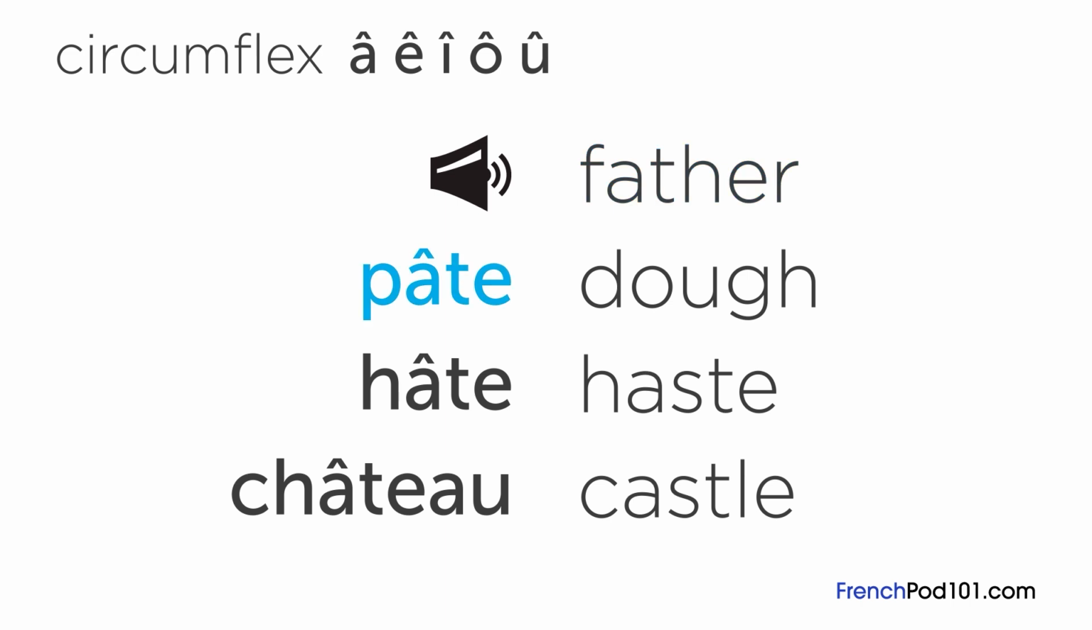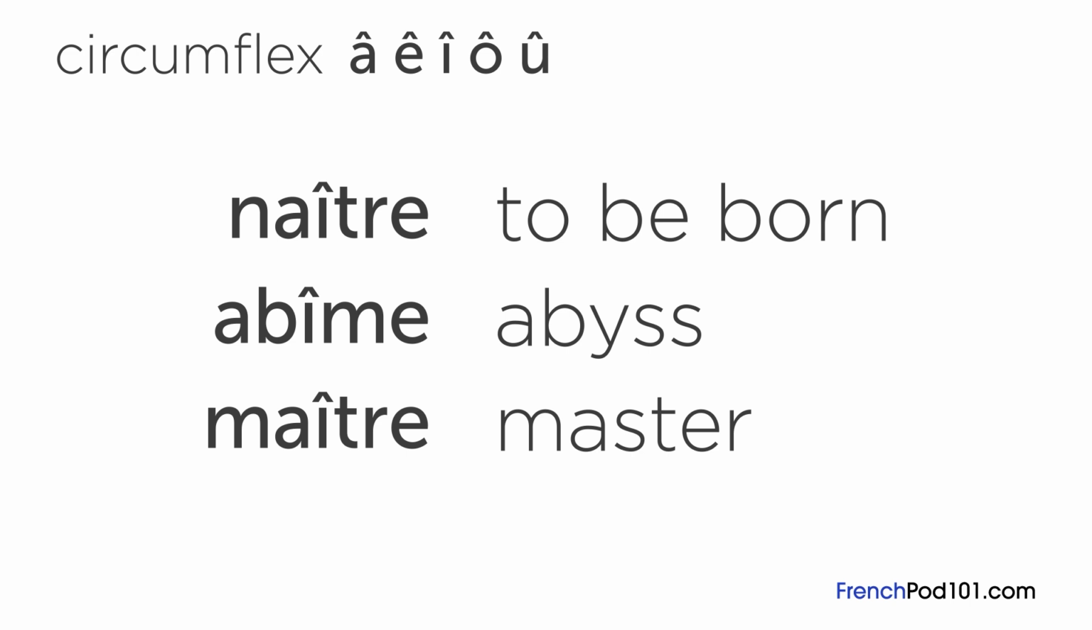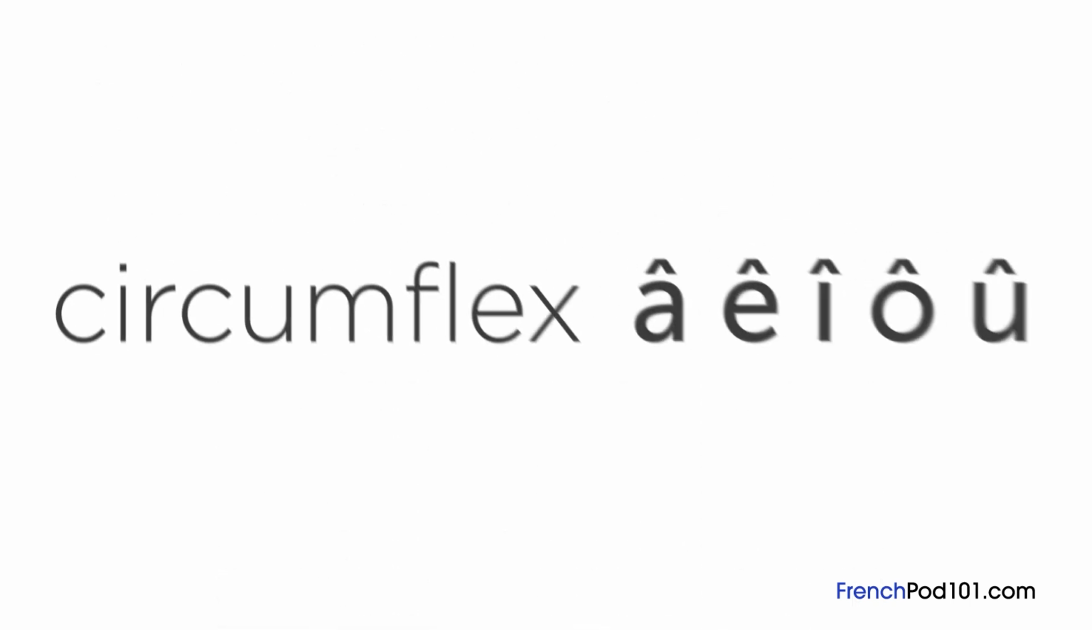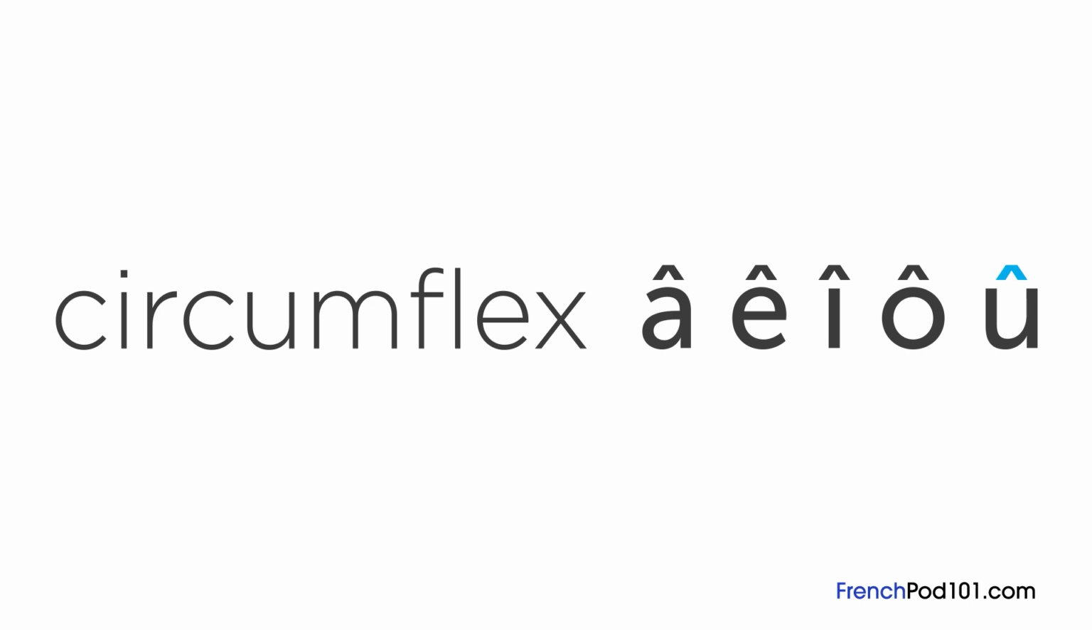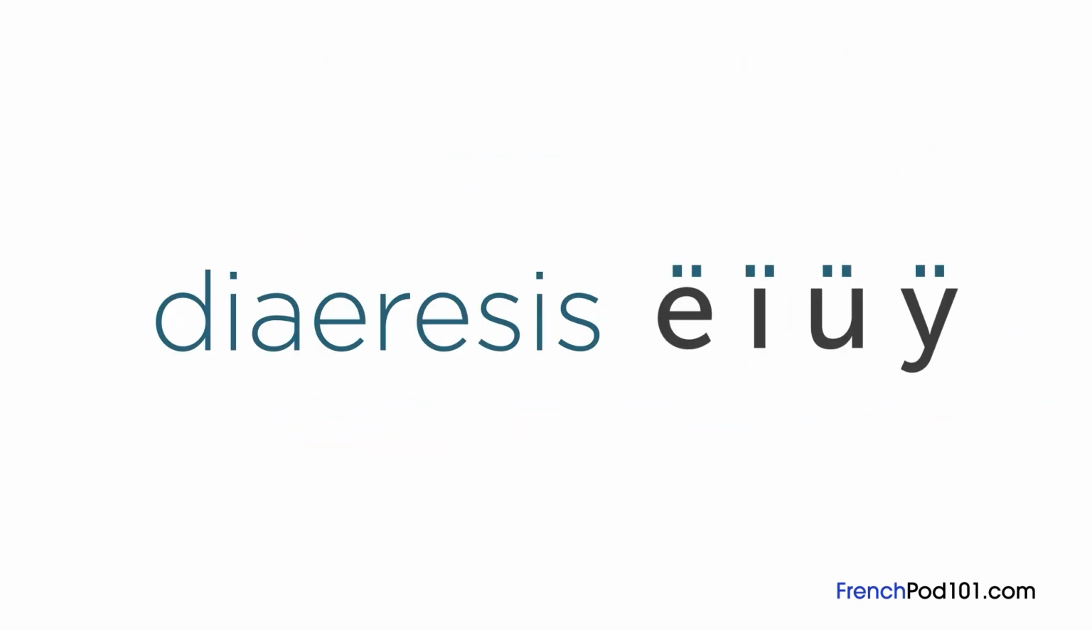An A with a circumflex accent on top is pronounced â. It sounds like the A in father. Pâte, hâte, château. An I with a circumflex accent on top does not affect the pronunciation of a word. It exists merely due to historic purposes relating to a word. Naître, abîme, maître. And like I, a U with a circumflex accent does not influence the pronunciation of a word. However, it is sometimes used to distinguish words that would otherwise be identical. Sur, sûr, du, dû.